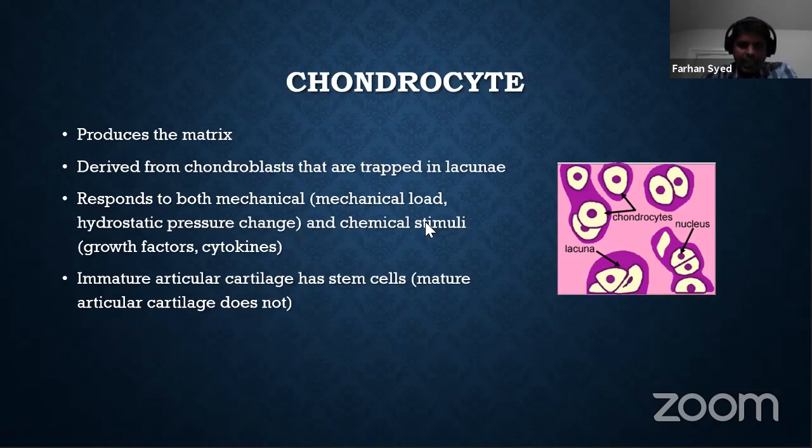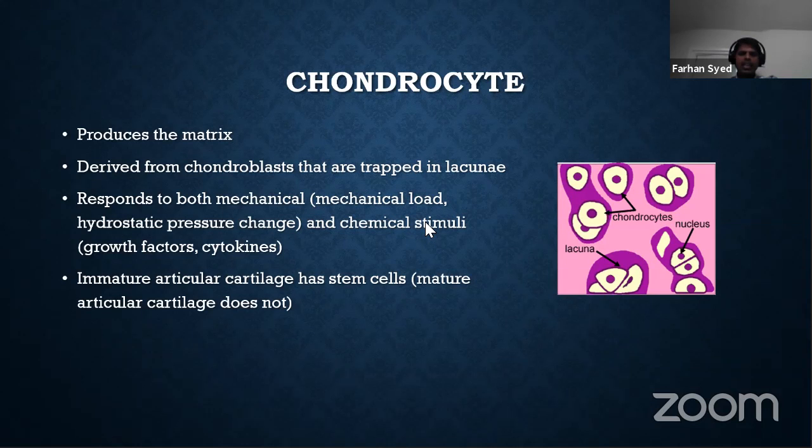Now we are looking at the individual components that form the cartilage. We'll start with the chondrocyte. The chondrocyte is responsible for producing your extracellular matrix, that is the collagen and the proteoglycans. Unlike bone, which has a lot more cells, bone has osteoblasts, osteoclasts, osteocytes. There's only one cell present in the cartilage, which is the chondrocyte.